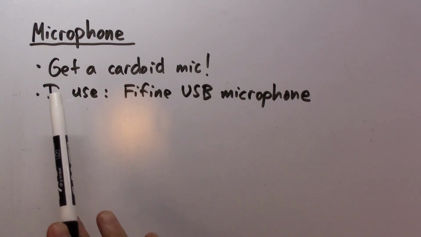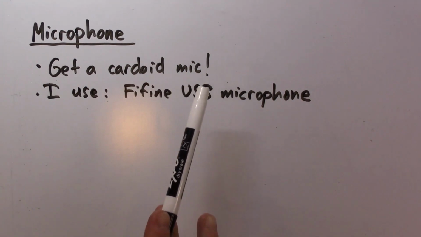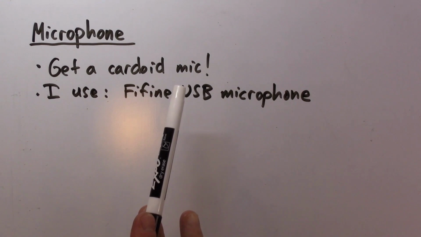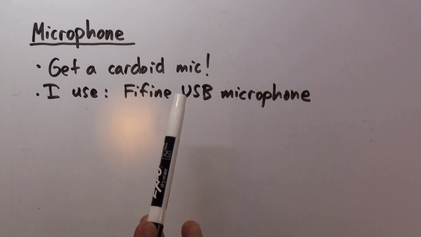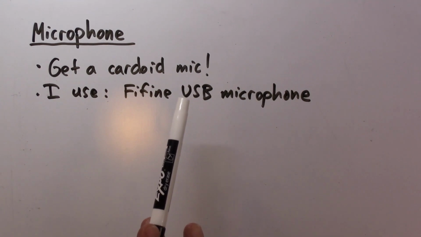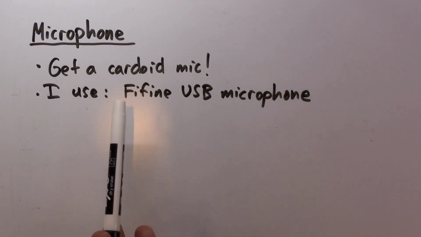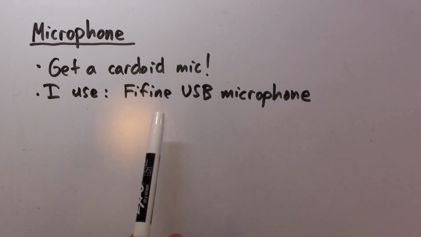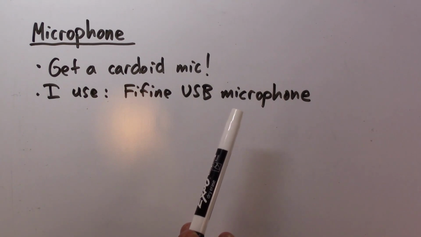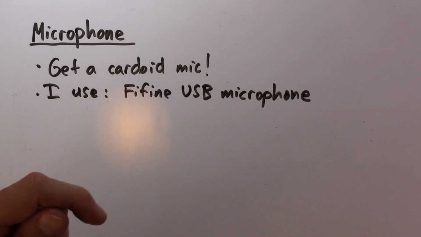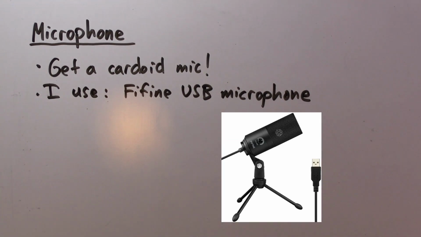For a microphone, I would strongly recommend getting a cardioid mic, basically one where it is sensitive directionally so that it doesn't pick up as much background noise. The one that I use is a Fifine USB microphone from Amazon. I will link an image right there, and it's worked really well for me.